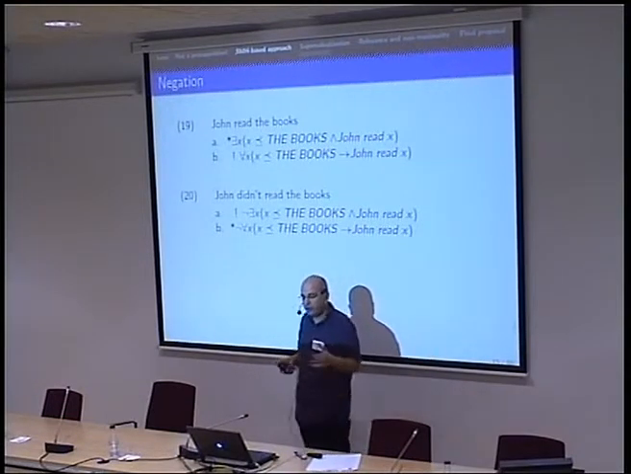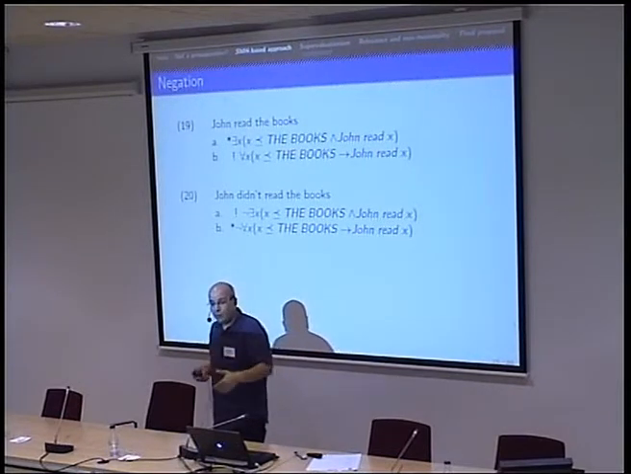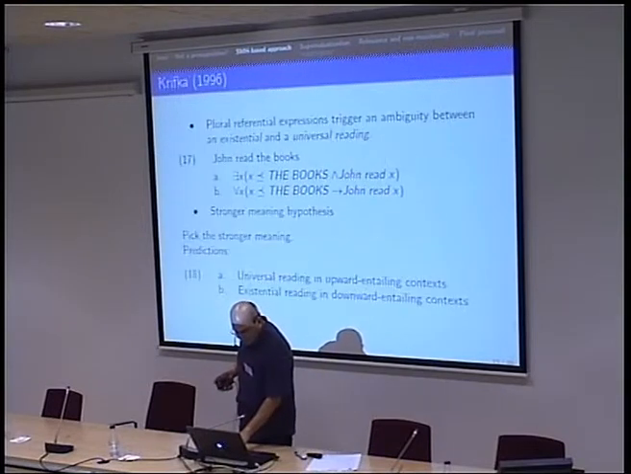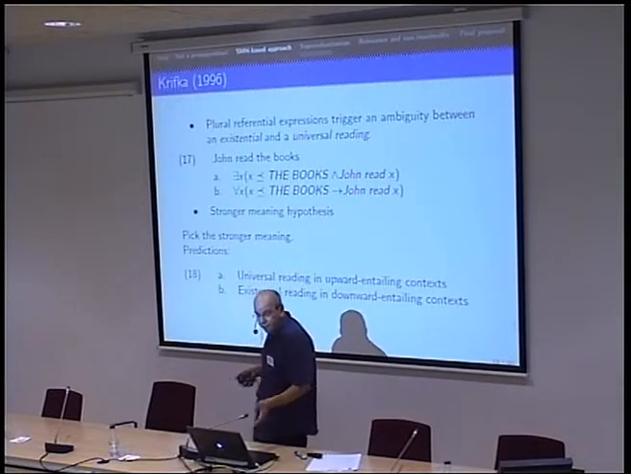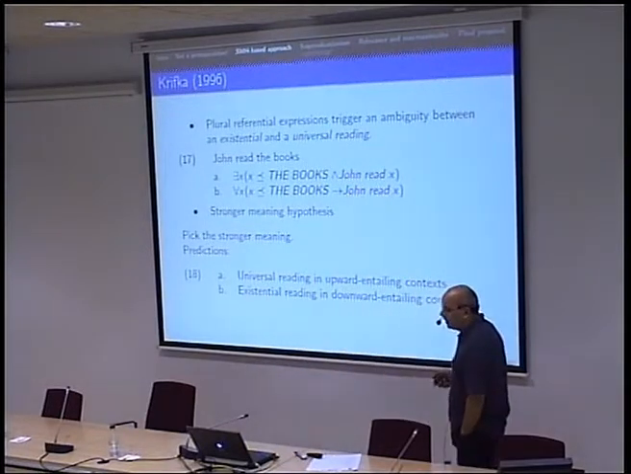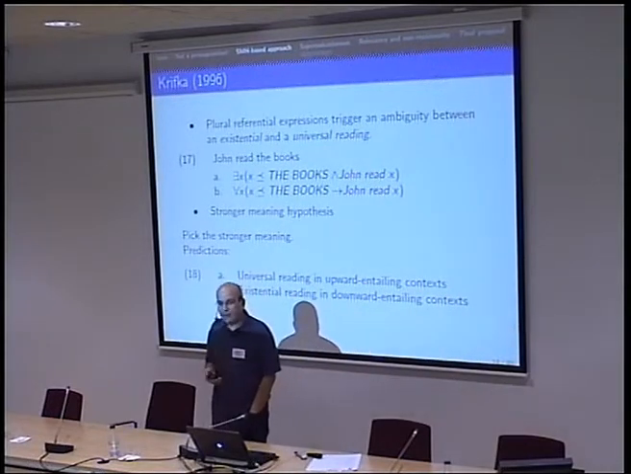John didn't read the books. Now the stronger reading is the one that negates the claim that John read at least one book, and that amounts to he read no books, right? More generally, what you predict with the stronger meaning hypothesis is a universal reading in upward entailing contexts and an existential reading in downward entailing contexts.